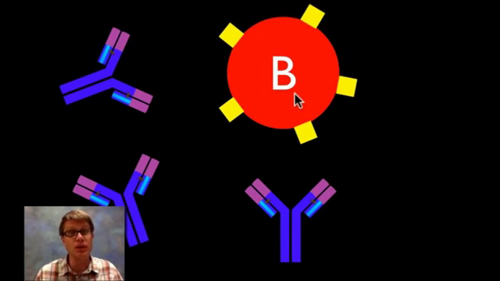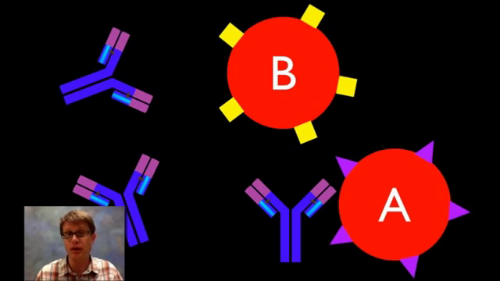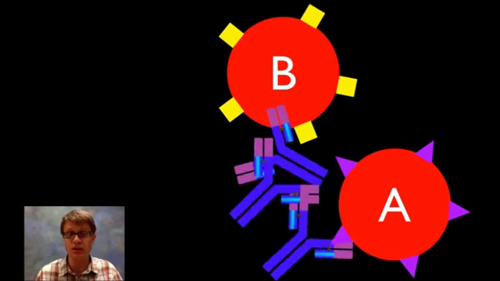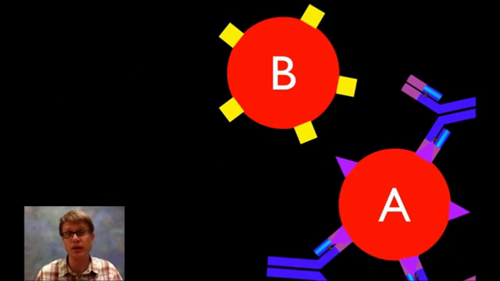Let's say we've got now type B blood. Again, we've got the A antibodies. Let's say we give that person A blood. Well, you can probably figure this out. Basically, all of those antibodies are going to glom onto that type A blood, and so we could die as a result of that.